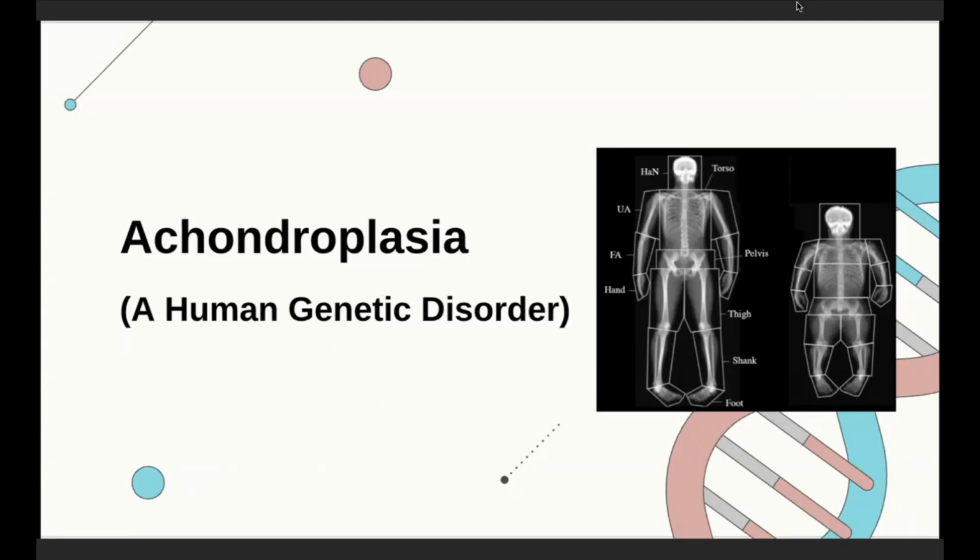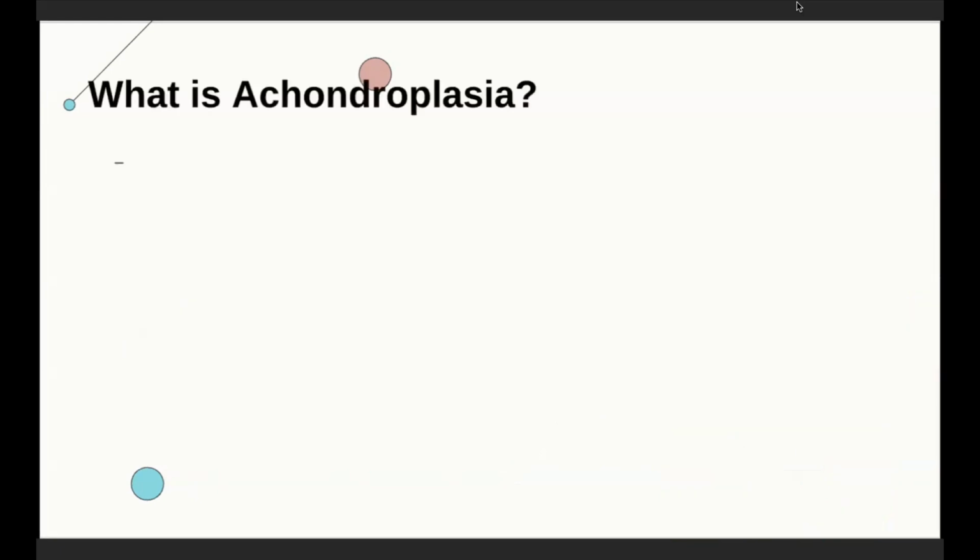Hello everyone. Today I'll be presenting on achondroplasia, the most common type of dwarfism, and a fascinating example of how a single gene mutation can impact human growth and development. What is achondroplasia?